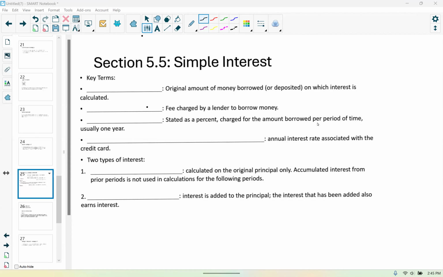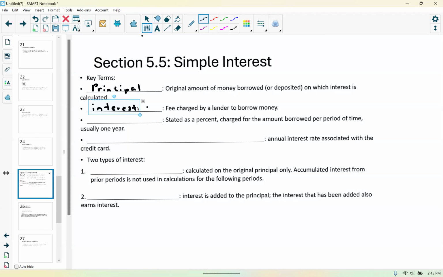The first one is called the principal. And the principal is the original amount of money borrowed or deposited on which interest is calculated. And then the interest is the fee charged by a lender to borrow money.